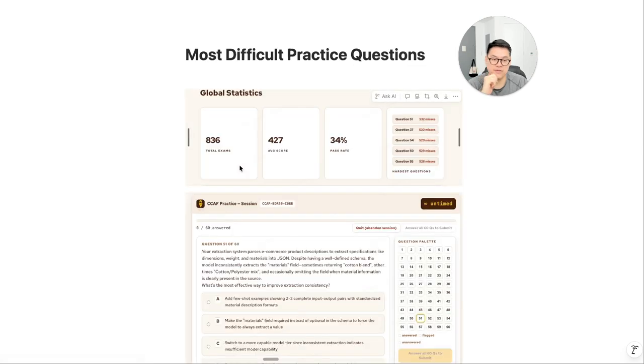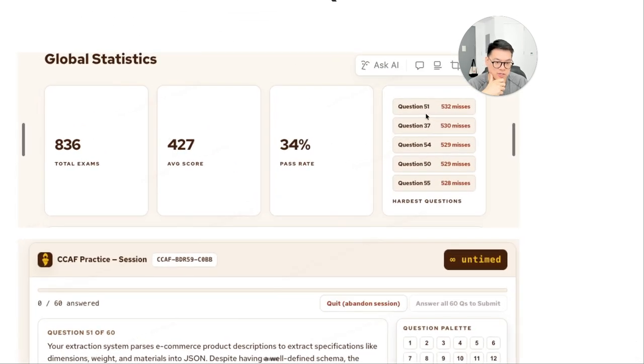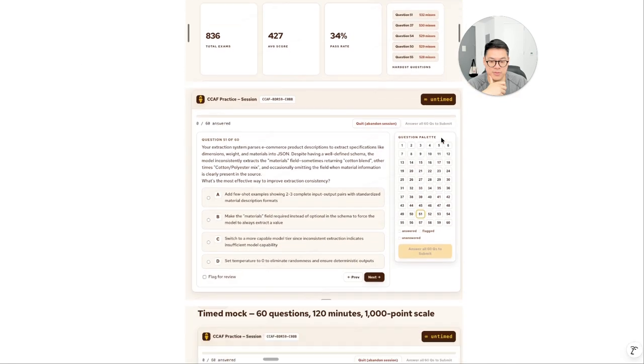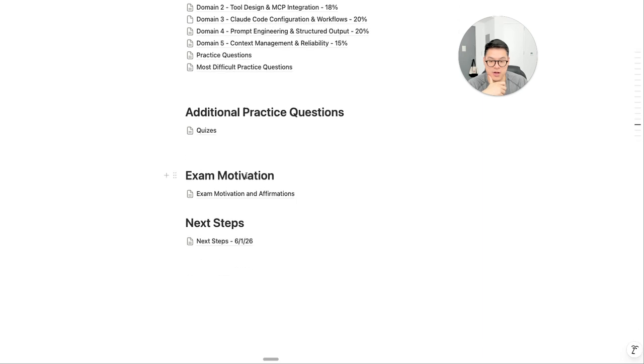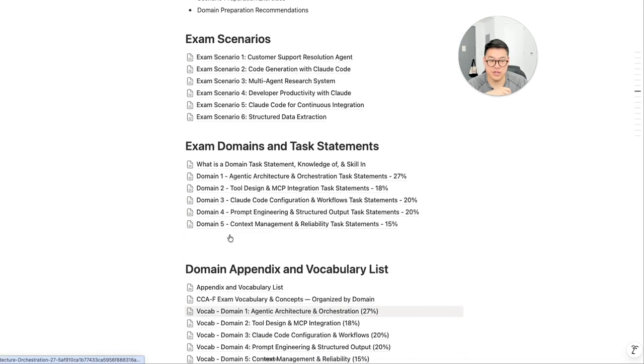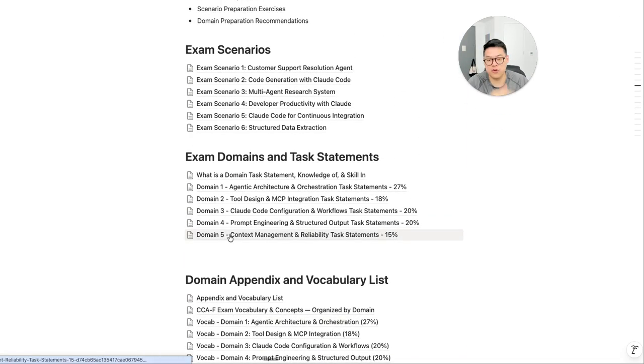And I have some of the most difficult questions. This is from another website where it says these are the most difficult questions with the most misses: questions 51, 37, 54, 50, 55. I'm going to be breaking those down, but I just wanted to screenshot that. And at the very bottom, I have exam motivation, and then I have the next steps. So today is actually Monday, brand new month.